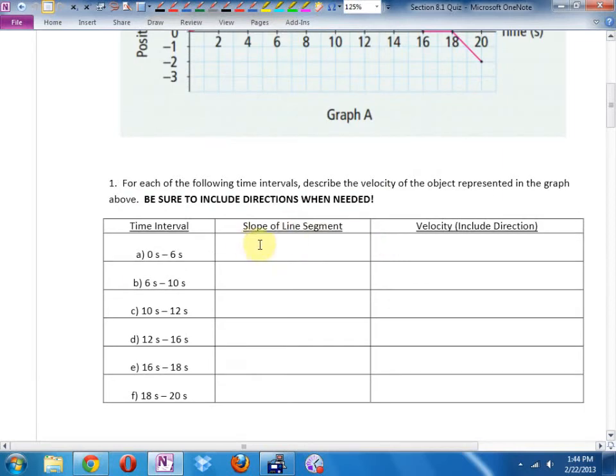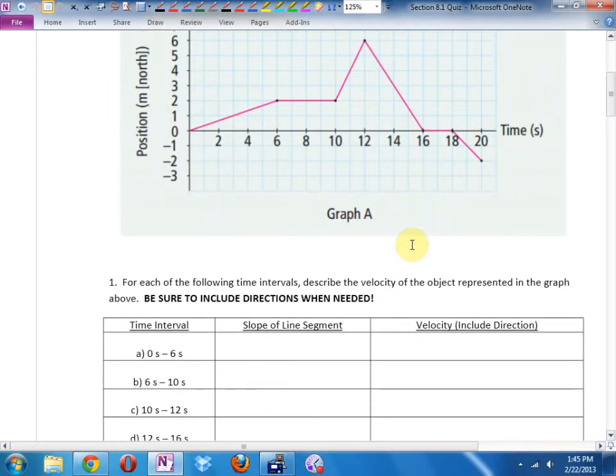And I tried to walk you through it. I said, well, first find the slope. The velocity will be the same answer as the slope, but we're going to include units and the direction. Slope is rise over run. So from 0 to 6 seconds, we're talking about this section right here. What's the rise? What's the run?